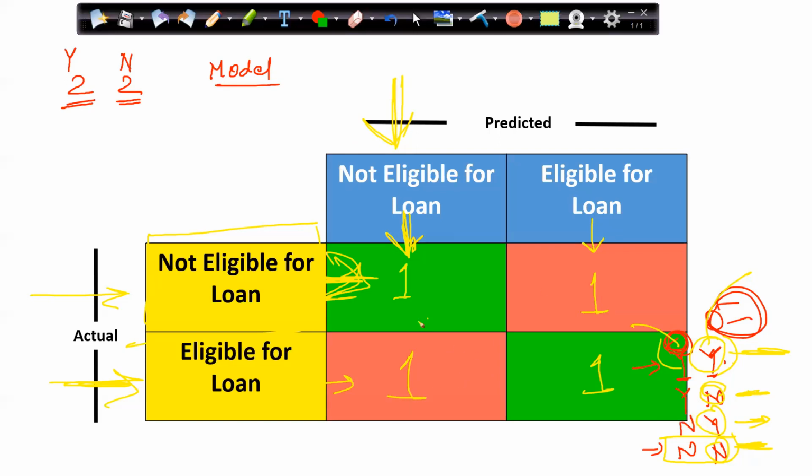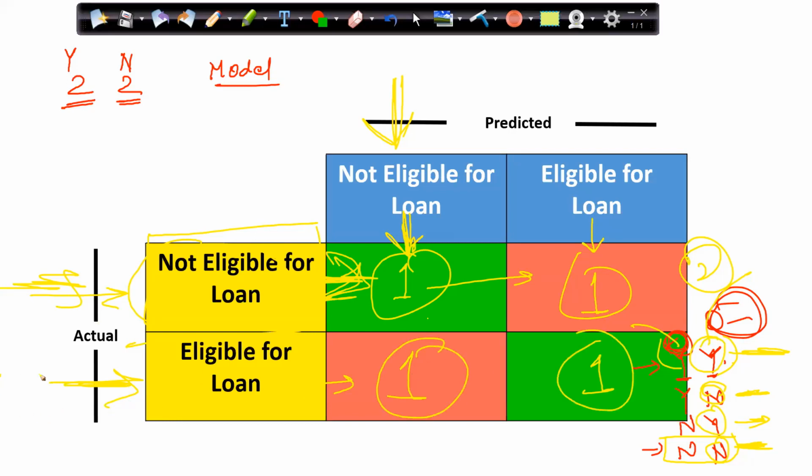So now if you count here, if I want to read the actual number from the actual data, you have to read row wise. 1 plus 1, 2. So basically, there are 2 people who are not eligible for the loan as per the actual data. There are 2 people who are eligible for the loan as per the actual data.